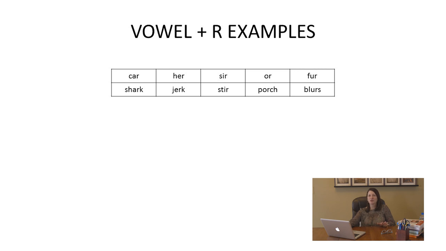People get confused with R controlled because it looks like a closed syllable. It looks like one vowel closed in by a consonant. But if that consonant is an R, you know this is the syllable pattern you're talking about, the R controlled. Okay. Oh, and R controlled can be taught before vowel teams. It depends on your program, so this isn't any particular order.